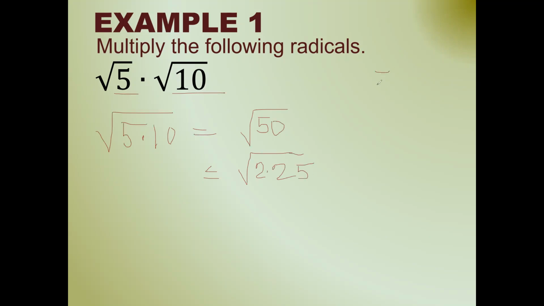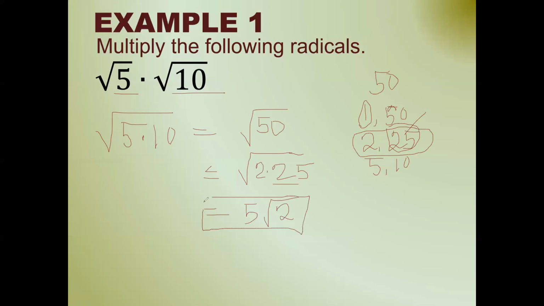Ito yung lagi nating gagawin kapag mag-factor out tayo ng radicands. Okay, mayroon tayong 1 and 50. Mayroon tayong 2 and 25. Mayroon tayong 5 and 10. Yan yung tatlong factors of 50. So pili tayo dito kung saan dito may perfect square. Mayroon si 1, mayroon si 25. But among these two, si 2 and 25 lang yung may pinakamalaking perfect square. So yan yung gagamitin natin. We'll take out the square root of 25, which is 5. Matitira si 2 sa loob. Final answer natin. Yan.